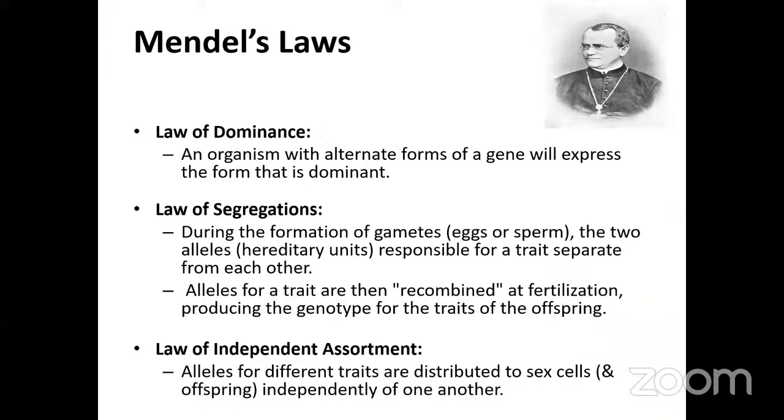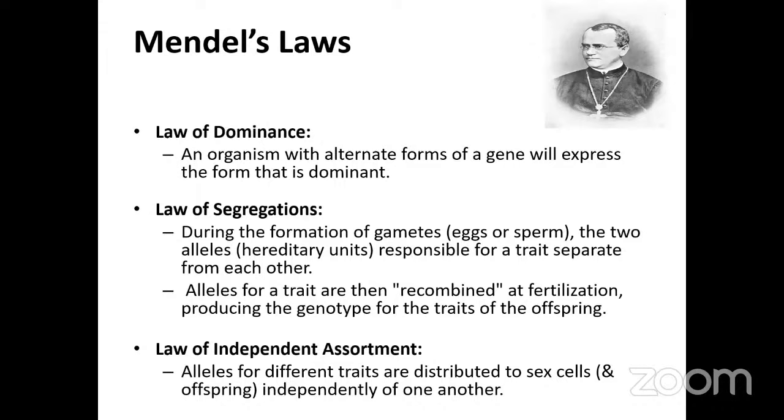Then there is something called the law of segregation. During the formation of gametes, the two alleles, meaning two copies of genes, which are responsible for a trait, separate from each other. That is your meiosis. These alleles for a trait are then recombined after fertilization. That means the haploid from either of the parents recombine at fertilization and produce the genotype for the trait of the offspring. This is called the law of segregation. So during gamete formation, they separate independent of each other.